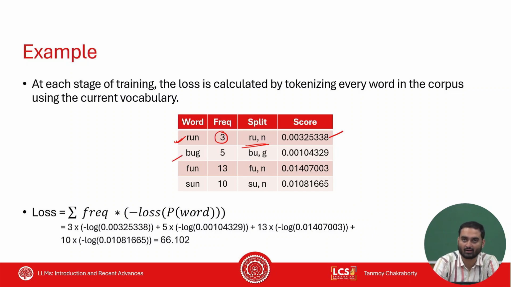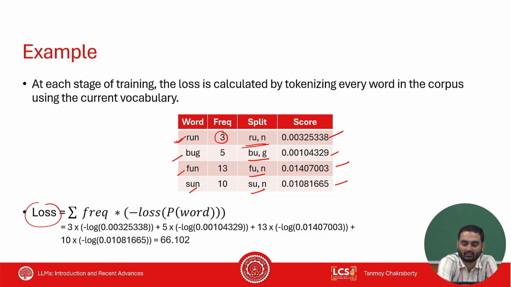Similarly, for the word bug, which is present in the training set, let us assume that the base split that we identified is BU comma G, and this is the score. For fun, FU comma N, this is the score. For sun, SU comma N, this is the score. Okay, so for every word in the training set, we identify the base split and the corresponding probability. Then we compute a loss.